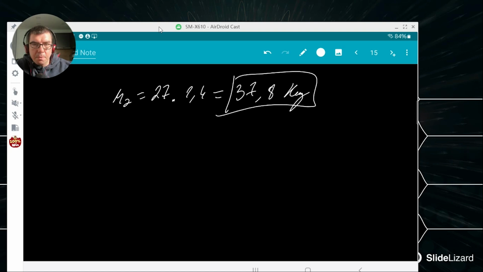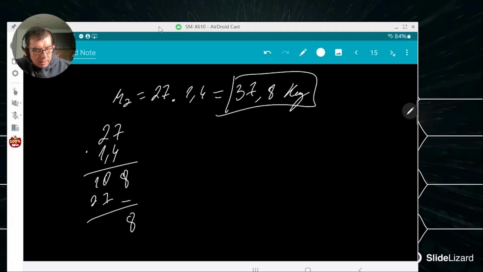Should we check it? Let's check it. Let's be consistent. Maybe I made a mistake, who knows? I don't want it to turn out that it's not correct. So 4 times 7 is 28, 8 and 2. 8 plus 2 is 10, 27, 8, 7, 3, with 1 digit after the decimal point. Yes, it is correct.